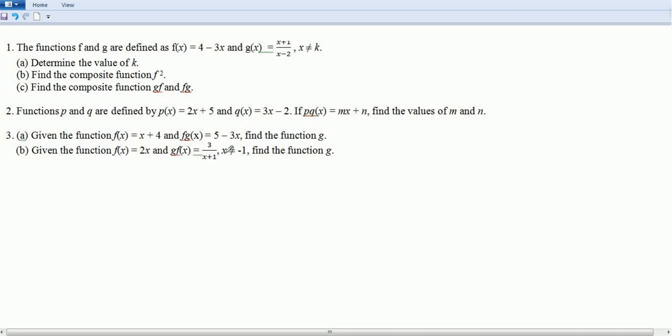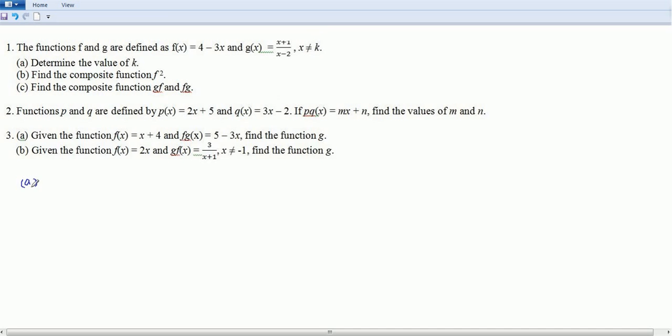Look at question number 1, the functions f and g. These are two single functions. f(x) is 4 minus 3x and g(x) is (x plus 1) divided by (x minus 2), x is not equal to k.